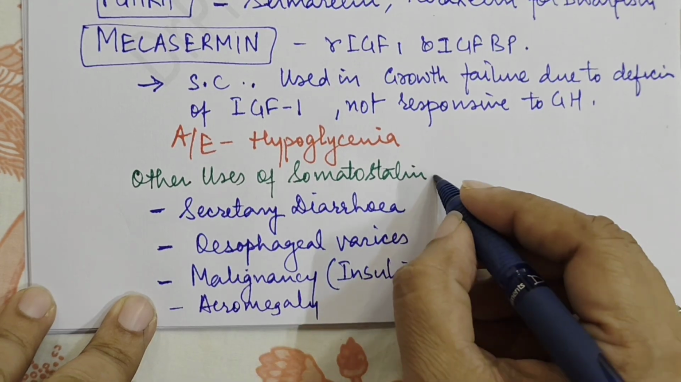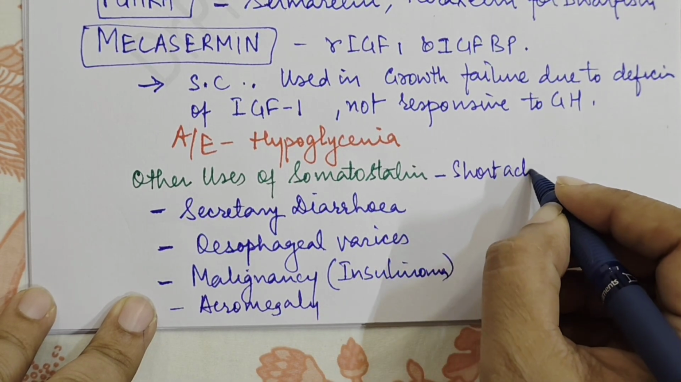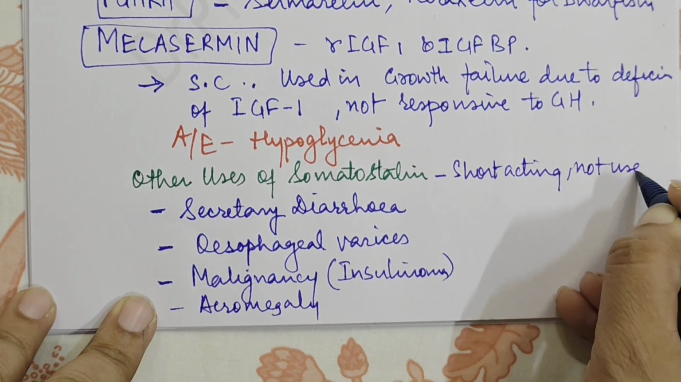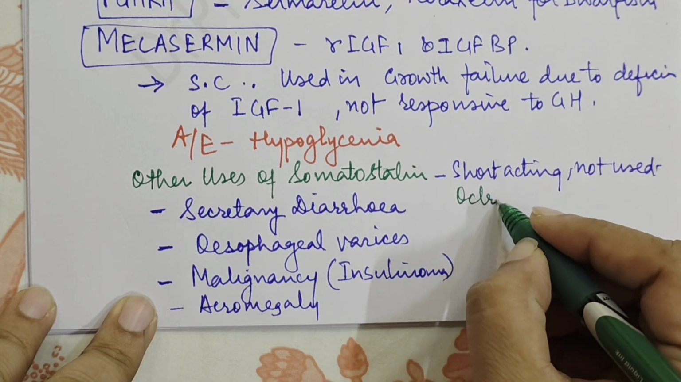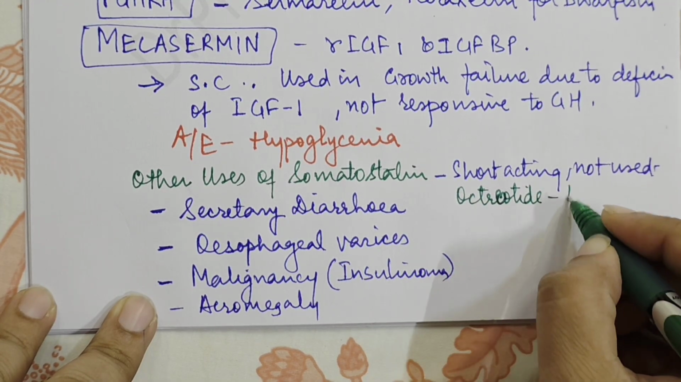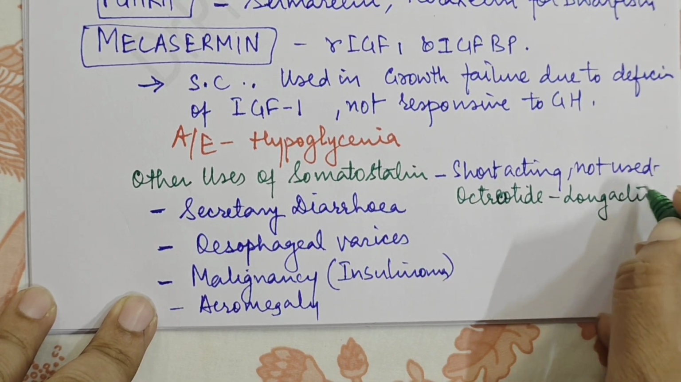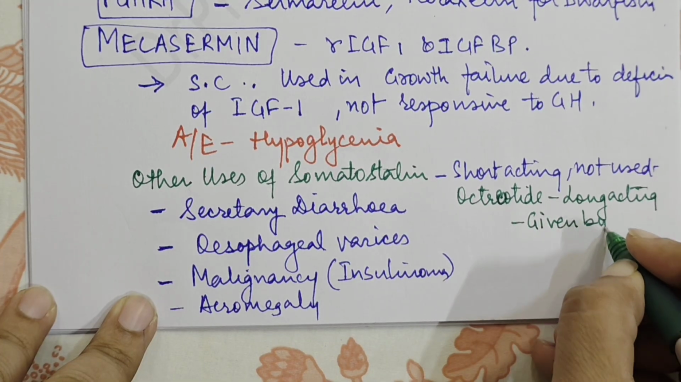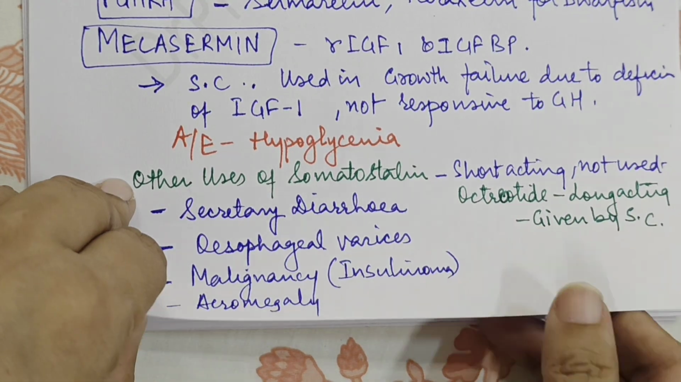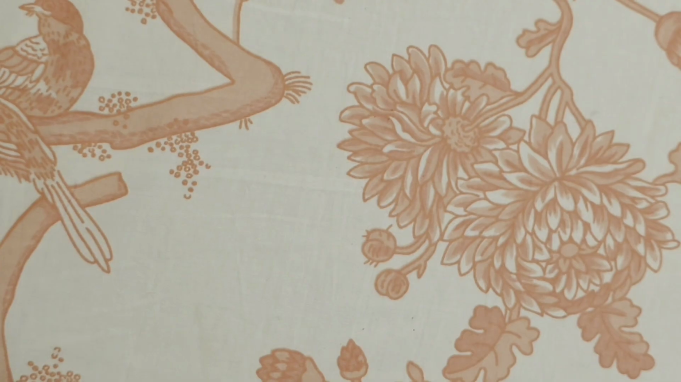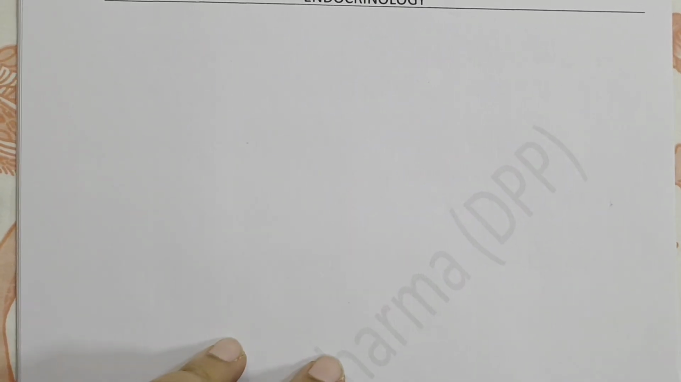Okay. Now somatostatin is short acting, so it is not used. Instead we have octreotide, which is long acting, and so it is used. It is given by subcutaneous route. That is important. Okay. Then acromegaly, we have already seen that growth hormone is given, and we give a dopamine agonist also, or cabergoline and bromocriptine.